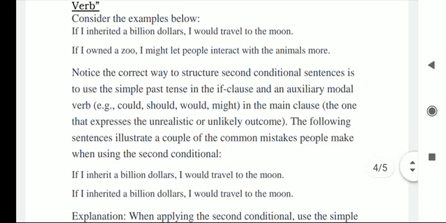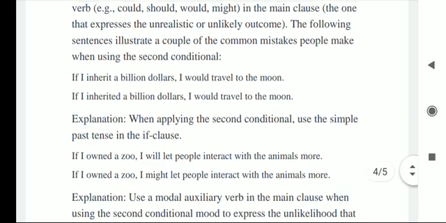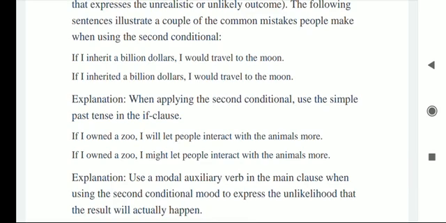Notice the correct way to structure a second conditional sentence is to use the simple past in the if clause and an auxiliary modal verb, that is could, should, would, might, in the main clause, the one that expresses the unrealistic or unlikely outcome. The following sentence illustrates a common mistake people make when using the second conditional clause. That is, "If I inherit $1 billion, I would travel to the moon." Correct: "If I inherited $1 billion, I would travel to the moon."